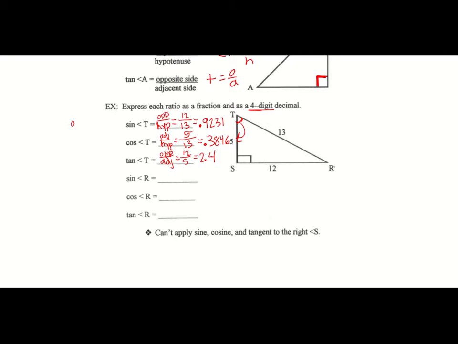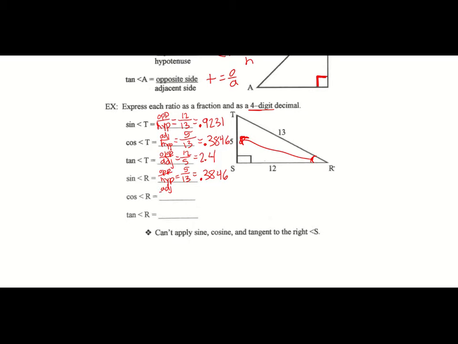Okay, then it wants me to look at the sine of r. So I look at r here. Sine is opposite over hypotenuse. Opposite of r is 5. Hypotenuse is still 13. 5 over 13, we already typed that in, it's 0.3846.